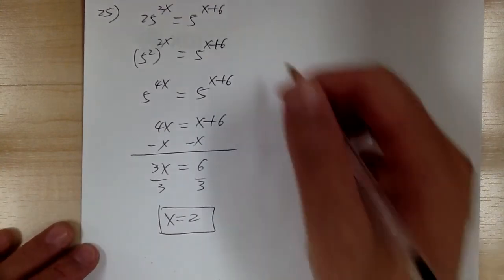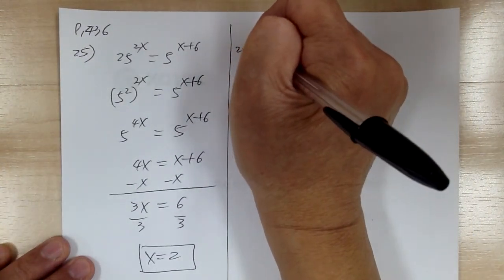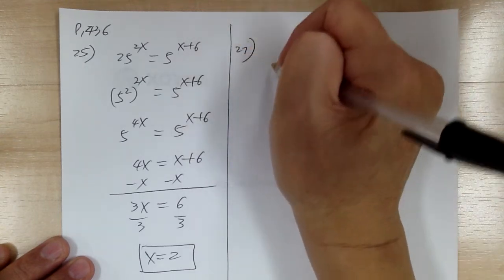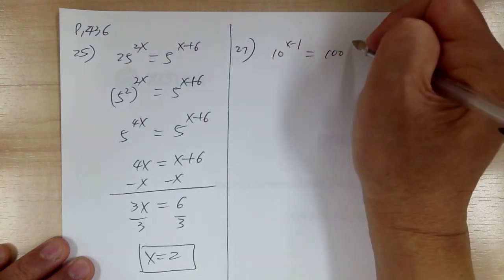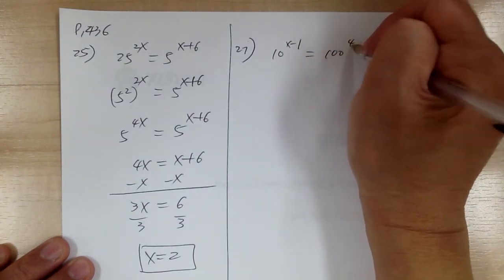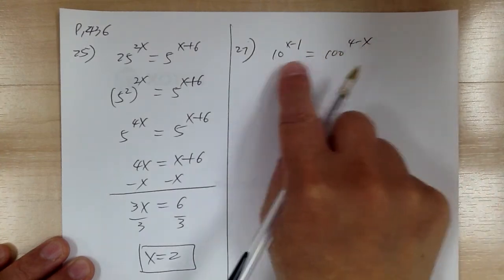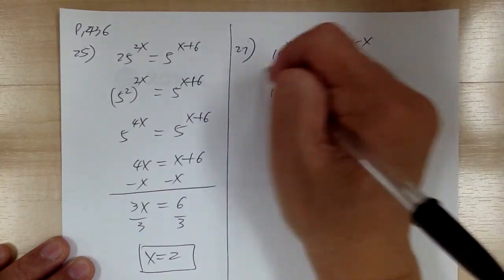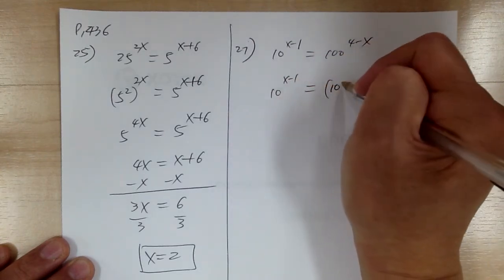Okay, let's go to the next one. Let's do number 27. You have 10 to the x minus 1 equal to 100 to the 4 minus x. This one we're going to make into base 10. Again, the key is to make both sides have the same base. So 100 is 10 squared.